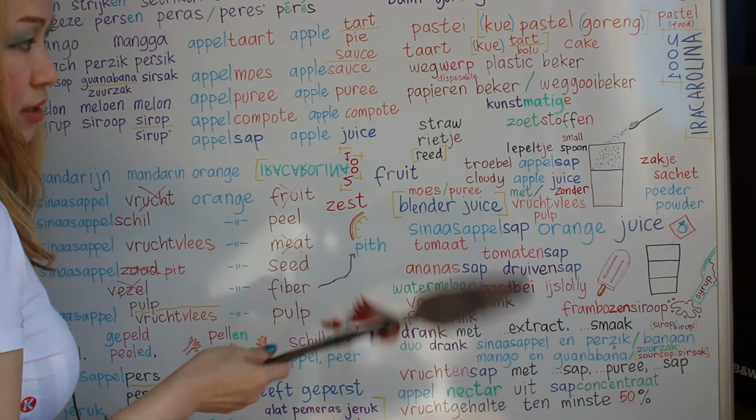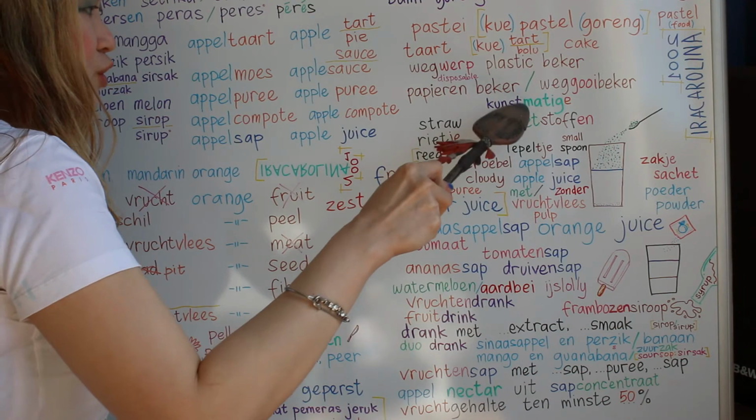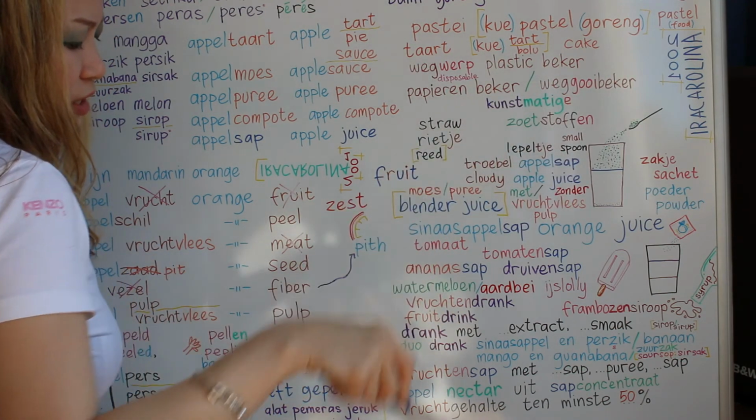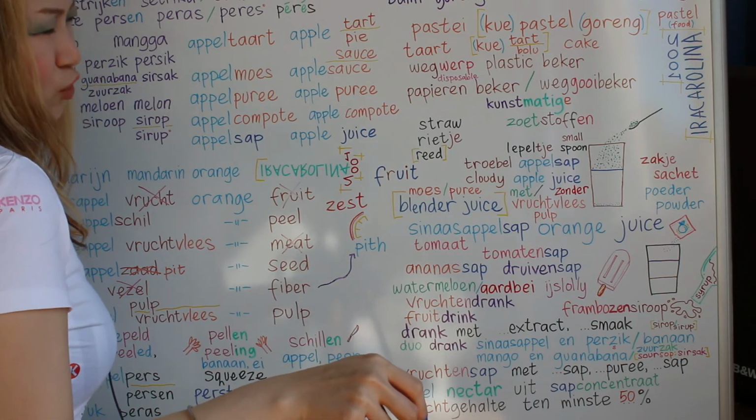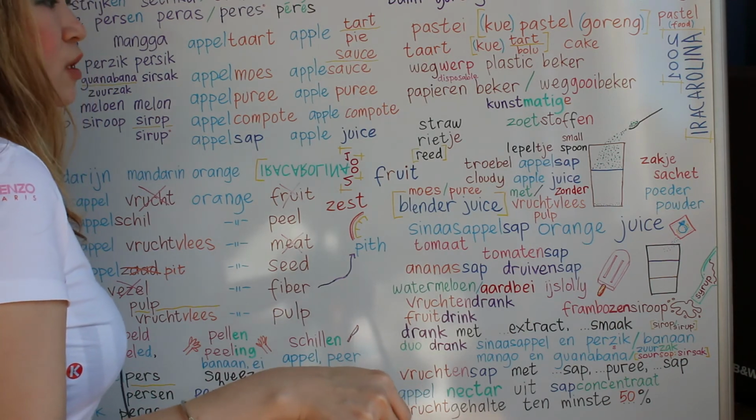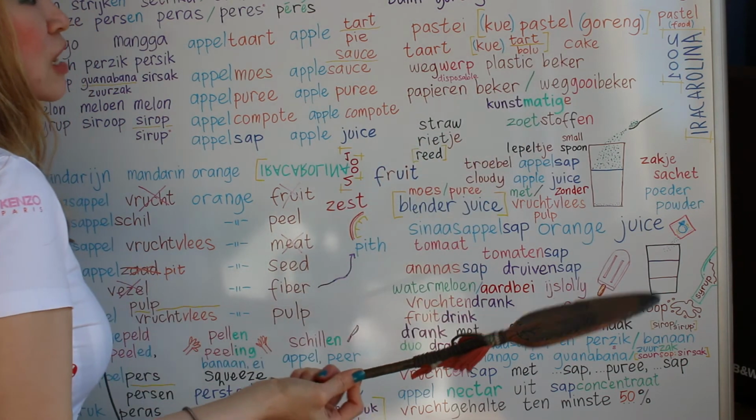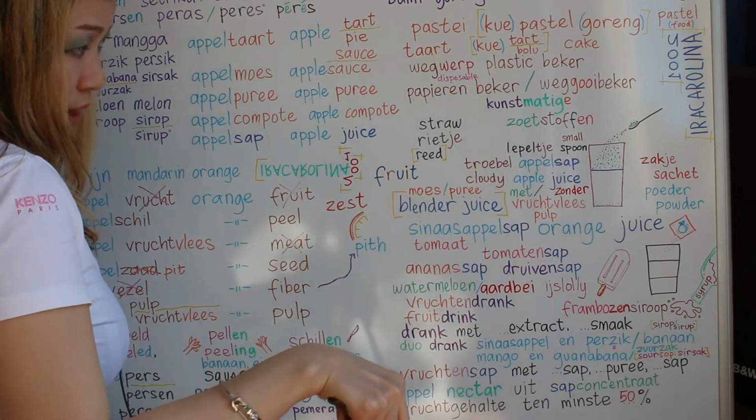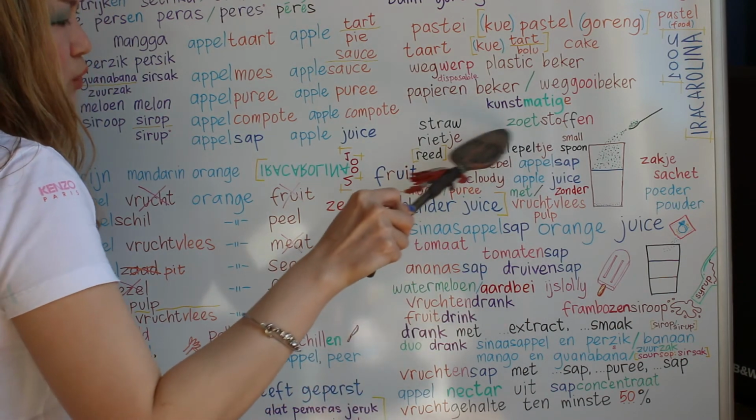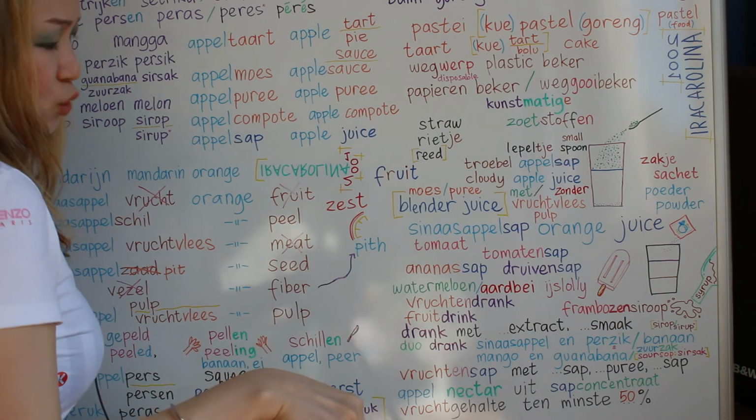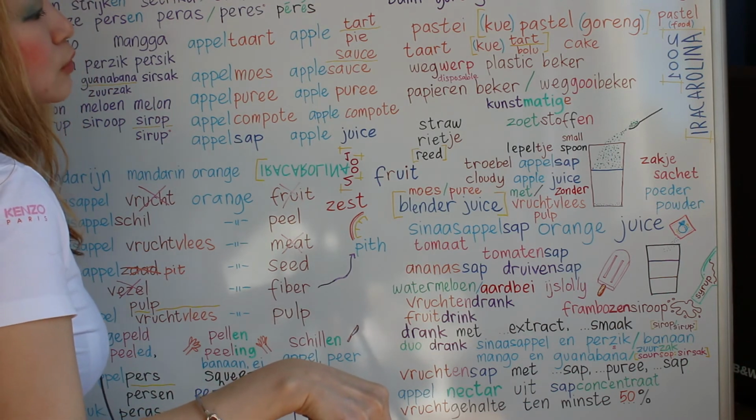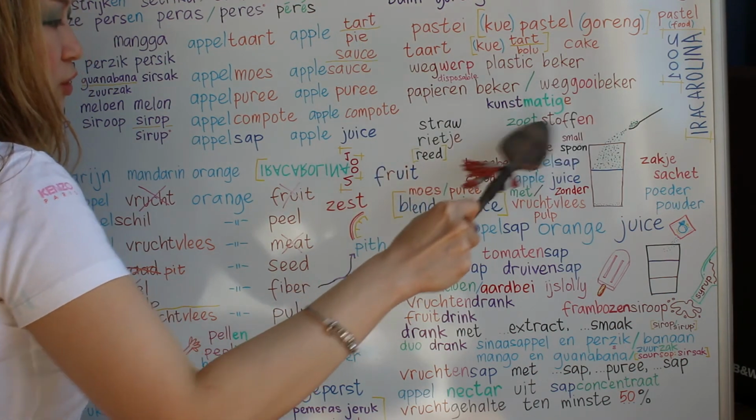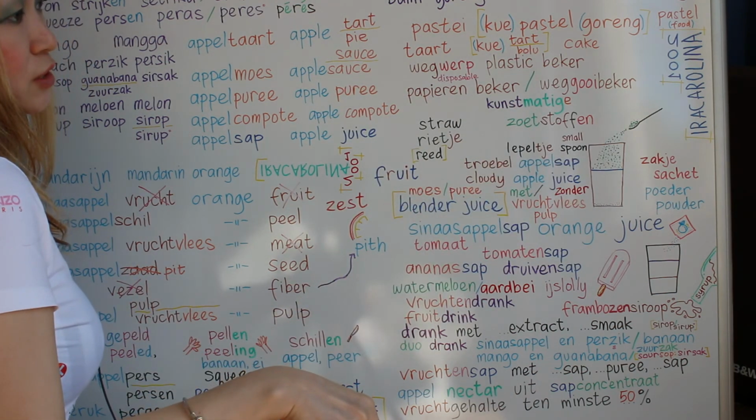Artificial sweetener, kunstmatige, one word. Kunst itself is art or fake or artificial. Kunstmatige, artificial. Zoet, sweet. Zoetstoffen, sweetener. Kunstmatige zoetstoffen, artificial sweetener.